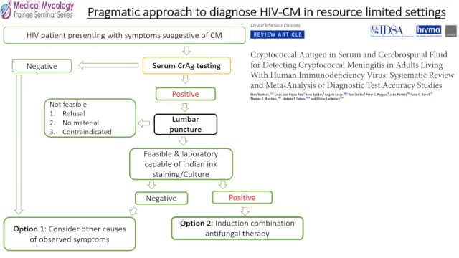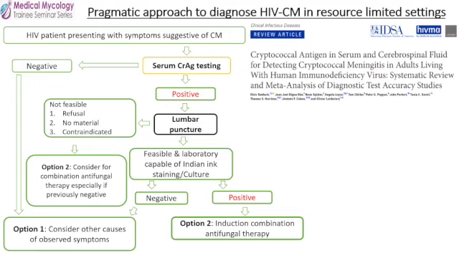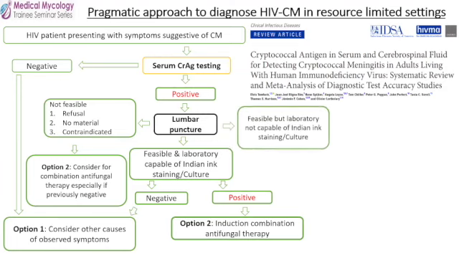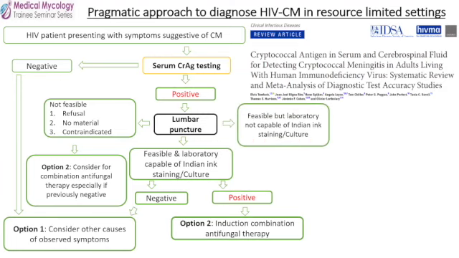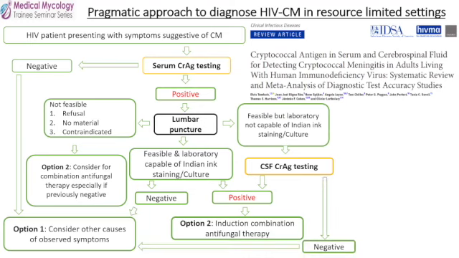But we know that in some settings, lumbar punctures are not possible because the patients refuse, there may be a lack of material, or it may be strictly contraindicated. In this case, if the patient is CrAg positive, considering putting the patient on combination antifungal therapy, especially if this patient was previously known to be CrAg negative, is not a wrong approach. And in settings where we can do India ink staining, if we do a CSF CrAg testing and it's positive, we induce treatment. And if it's negative, we consider other causes of the symptoms.